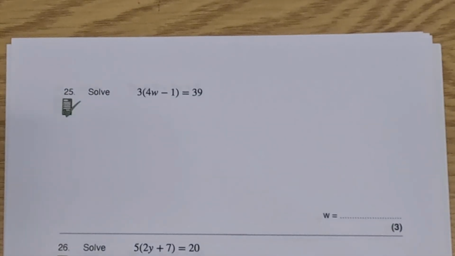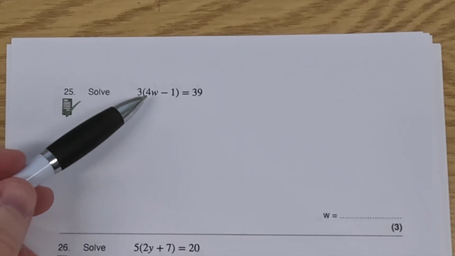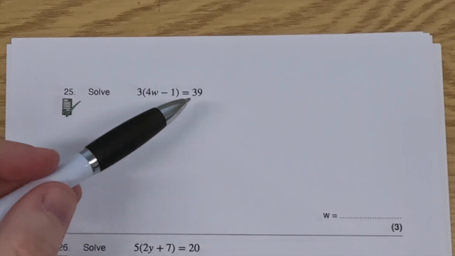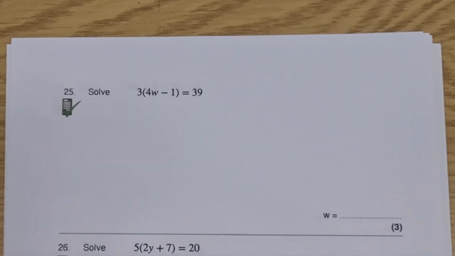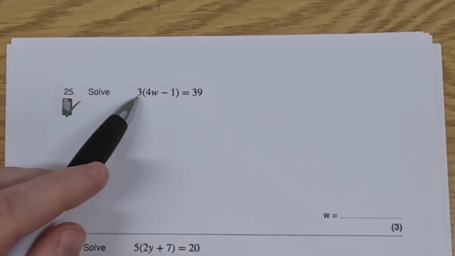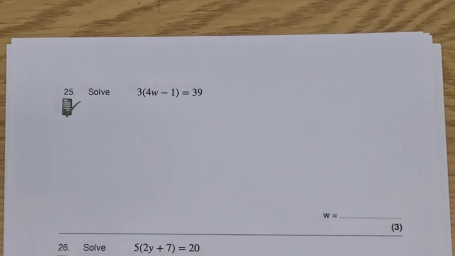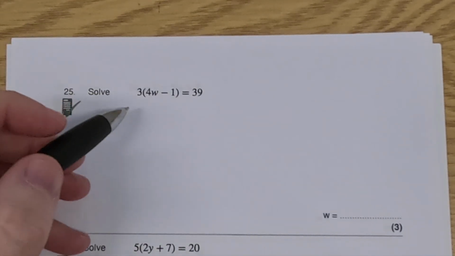Okay, so let's have a look at our next question, question number 25. Question 25 says solve 3 bracket 4w minus 1 close brackets equals 39. And again, with this question, we can use either approach. We could divide both sides by 3 to get rid of this multiplied by 3, or we could expand our brackets. So let's start off by expanding our brackets.